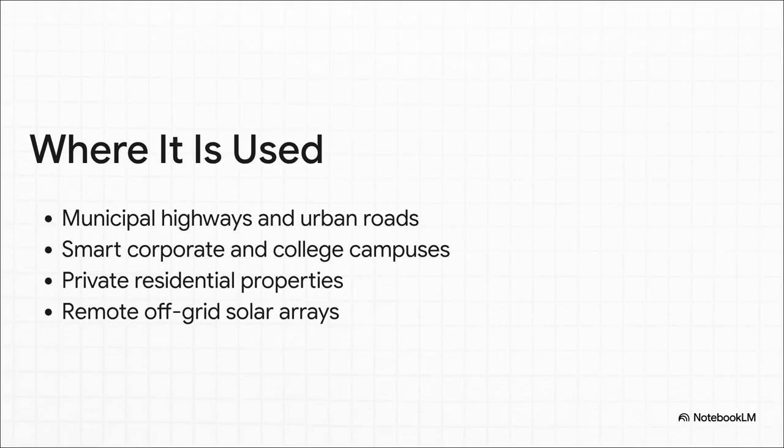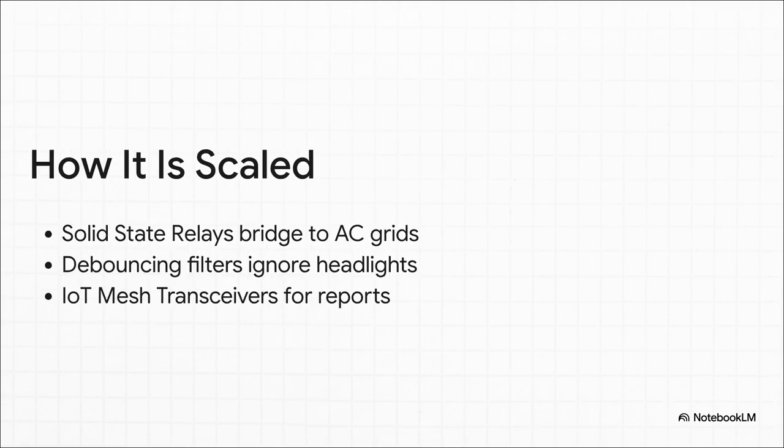They are used on smart corporate and university campuses to safely illuminate walking paths. They drive residential landscaping accents. They're even utterly critical for remote, off-grid solar lighting stations, where conserving battery power by only turning the LEDs on when it is absolutely necessary is literally a matter of system survival. So, the crucial point is how do engineers safely scale our little 5-volt prototype to handle dangerous, high-voltage city grids?